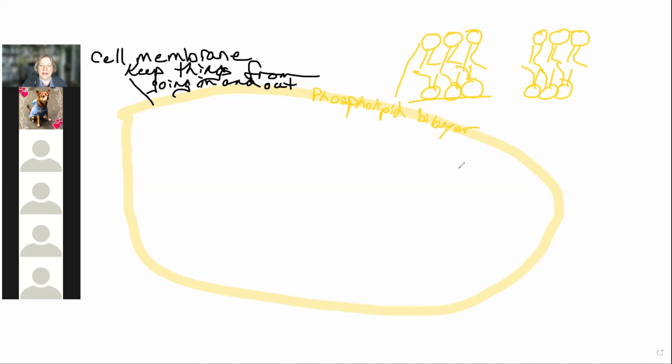It's a protein. It is a protein, yes. And we call it what kind of protein because it goes clear through the membrane? Transport protein. It is a transport protein, yes. And we have another name for it too. I'm going to go ahead and put transport protein here.